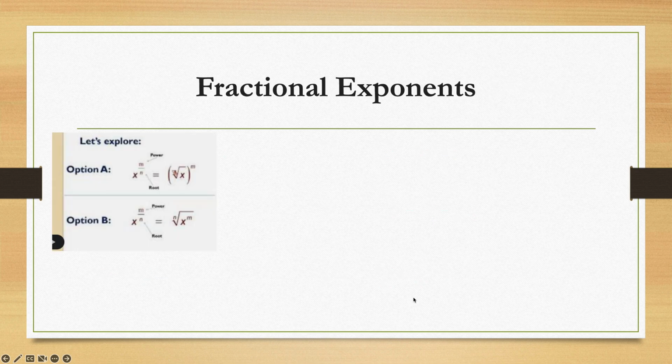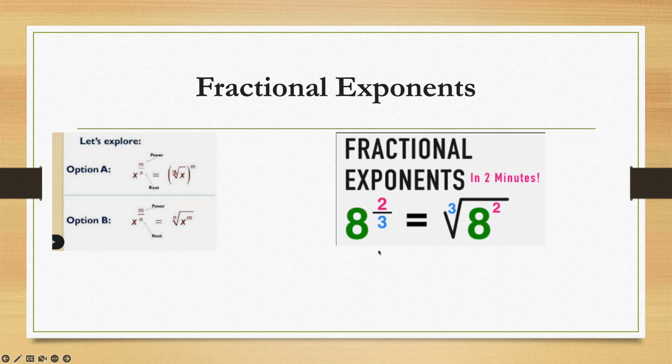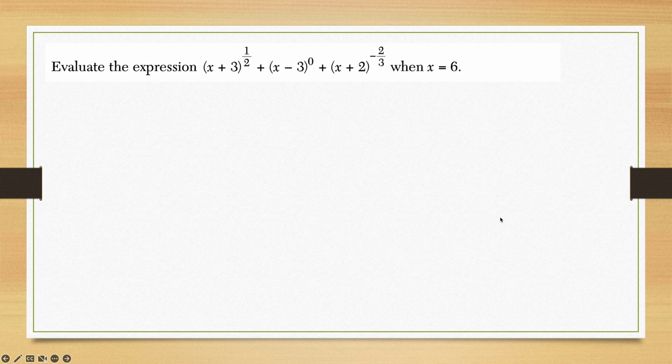Now, fractional exponents. Remember, the roots of the tree are down. The power is in the leaves. So we want to take the root first and then the power because the numbers are smaller and easier to work with. For instance, if I do the cube root of 8, I get 2. And then I square that to get 4. That's the quickest way to do it. And here are some to practice on. Go ahead.